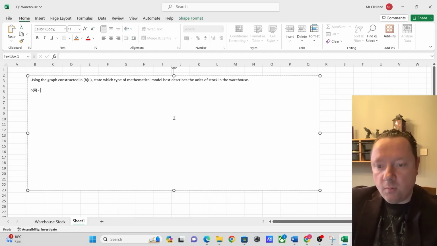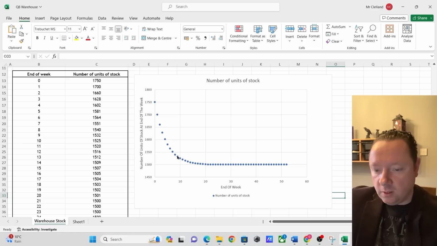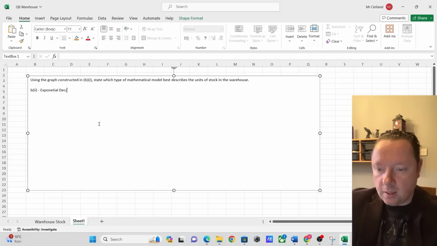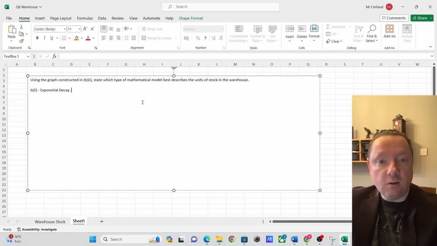Using a graph construction part 1, state which type of mathematical model describes the units of stock in the warehouse. Well, that's exponential decay. So I'm going to write exponential decay. Well, what you could have used for this is a recurrence relationship, but I prefer exponential decay for that.